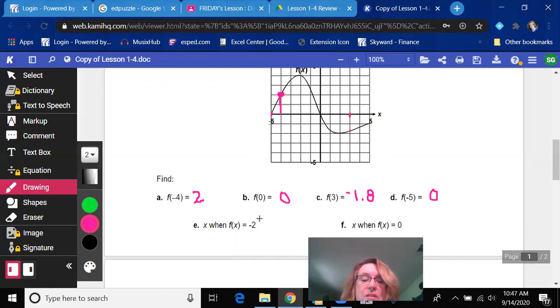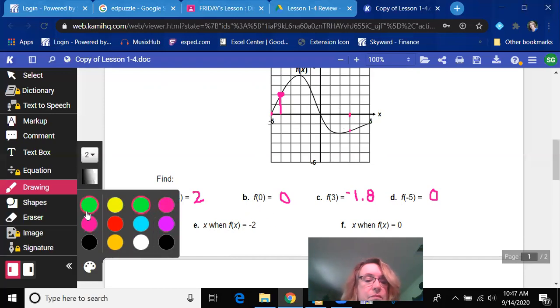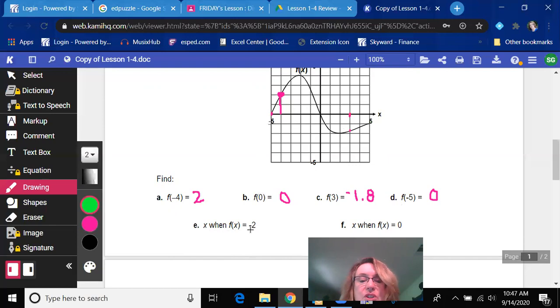Now what about this one? Is the negative 2 the X or the Y? The Y. Okay, so I'm going to have to shift my eyes and look at the negative 2 on the Y, which is right there. And then I have to find where the curve is, and there's where it hits the curve. And so what are we looking for? It says find X. So negative 2, 2. So the X is 2.